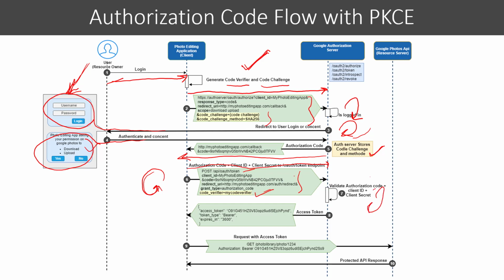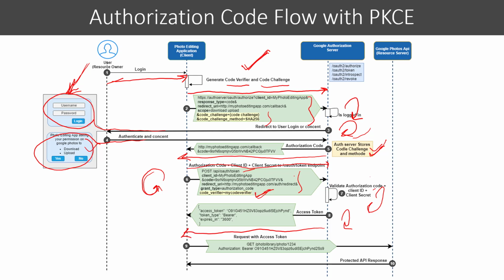The authorization server verifies the authorization code, client ID and client secret, and the code challenge it has saved earlier, and the code verifier which it received in this request. It recomputes the code challenge from the code verifier and the code challenge method saved earlier, and compares the recomputed code challenge and the stored code challenge. If both match, it generates the access token and sends it back to the client.